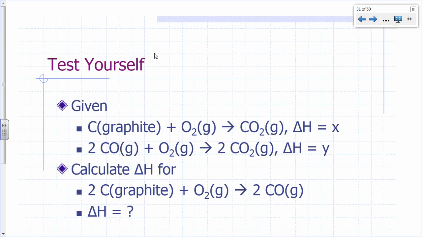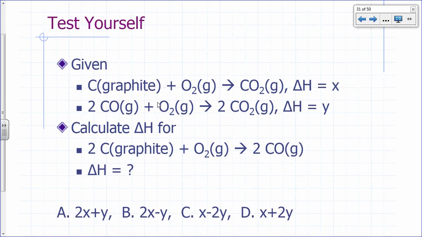So here's a real example. Graphite plus oxygen gives you CO2. Let's say you've figured out that's X. And then carbon monoxide plus oxygen gives you CO2. You determine that to be Y. Now, based on that, can you determine the delta H for the production of carbon monoxide from graphite and oxygen?